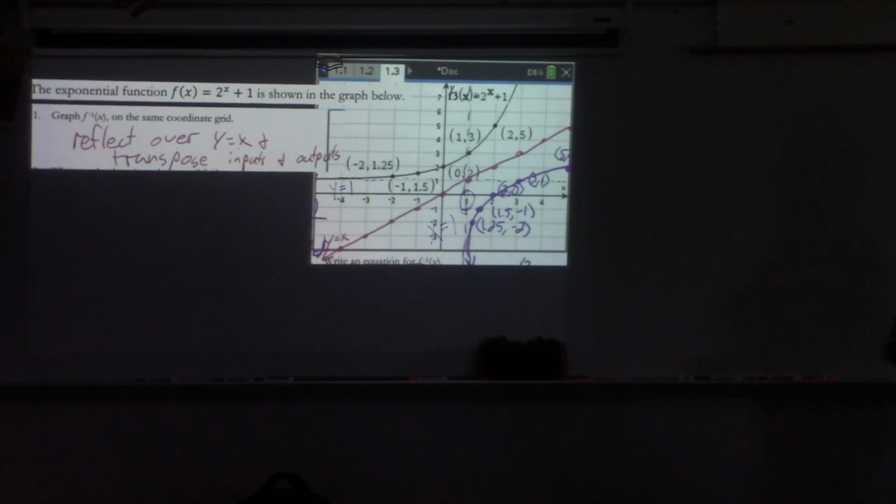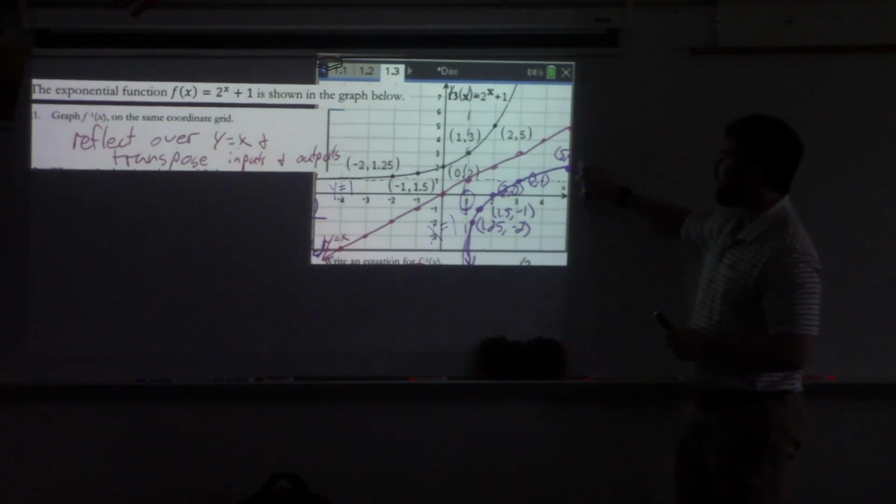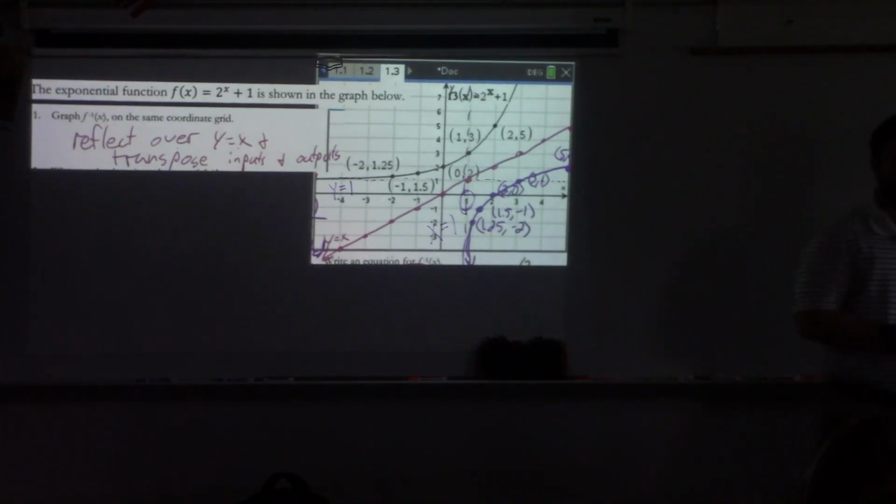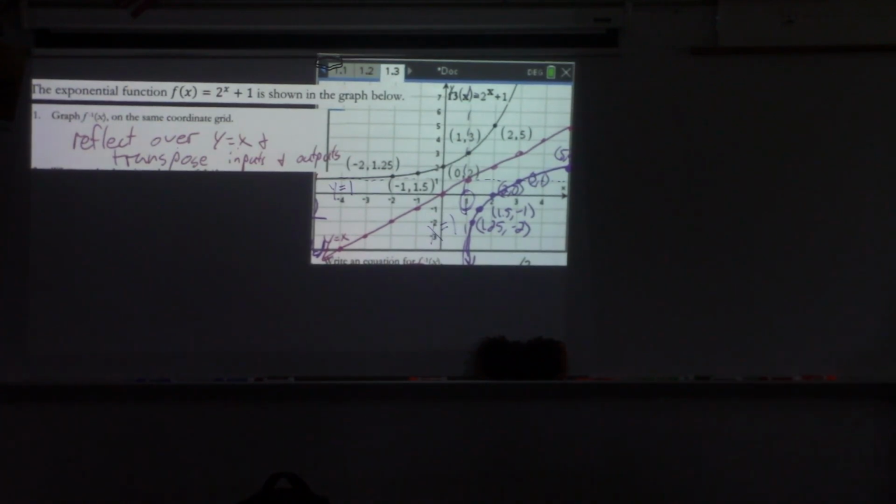Okay? So please note, I did justify this. I reflected over the line y equals x and I transposed my inputs and outputs. I really should have made the note about this vertical asymptote to really get to that 4 plus, but I justified and explained why I did what I did. And I did label those points. Okay, so what questions do we have about that inverse function? That inverse graph.